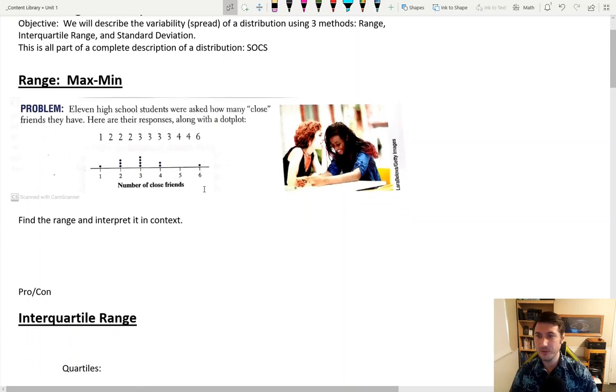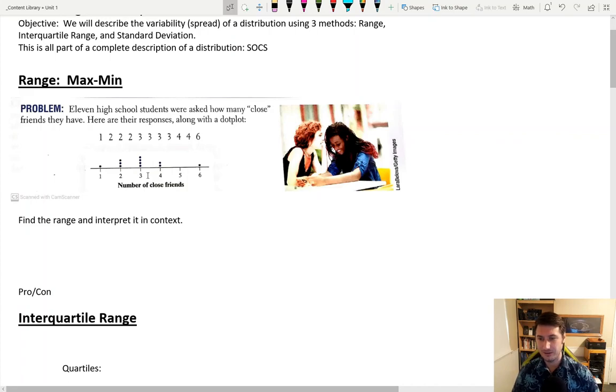All right, the one we already know, the range. It's where you take the maximum and then you subtract off the minimum. Nice and easy. So quick example here one more time. 11 high school students were asked how many close friends they have. Here are their responses along with a dot plot.